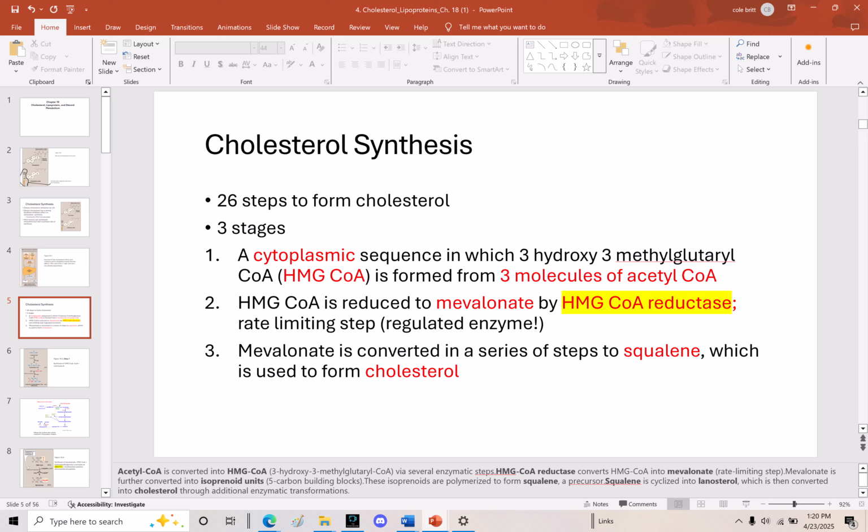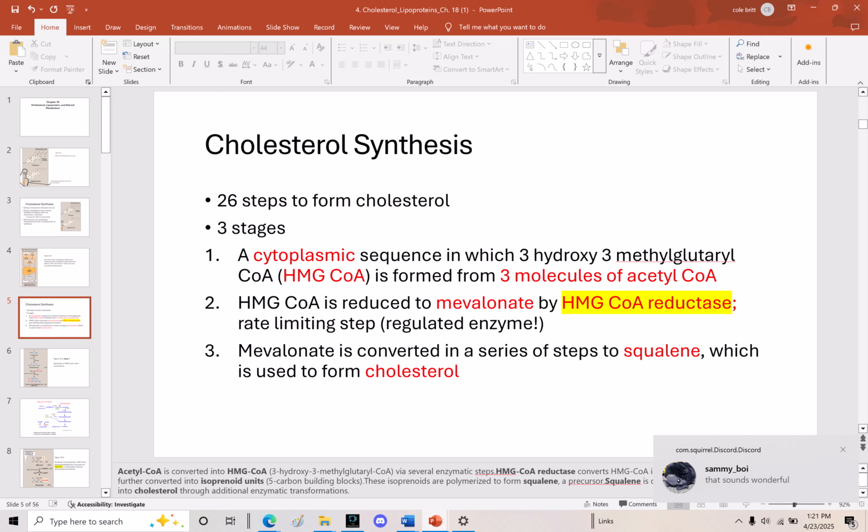Mevalonate is the reduced product. When you reduce HMG-CoA, you make mevalonate, and this is the enzyme. It's highlighted in yellow here. This is the highly regulated enzyme for cholesterol synthesis. The third step is that mevalonate is converted in a series of steps. So this is where most of those 26 steps come into play. A series of steps, it's going to be turned into squalene, and then squalene is eventually going to be used to make cholesterol. Those are the 3 steps I want you to know. I'm keeping it so simple, focusing you guys on just the very big picture stuff.